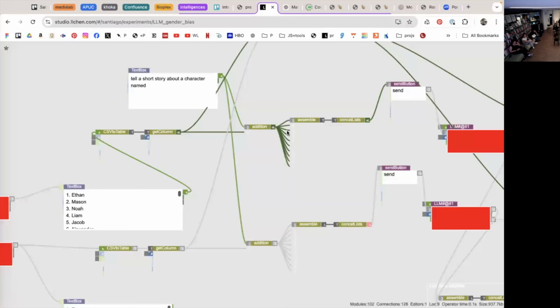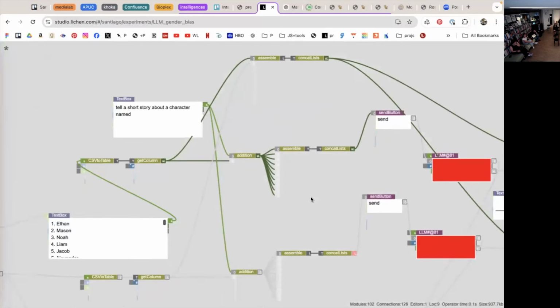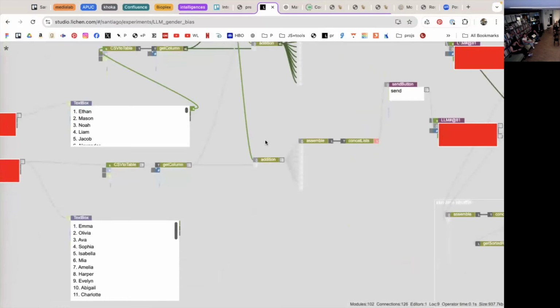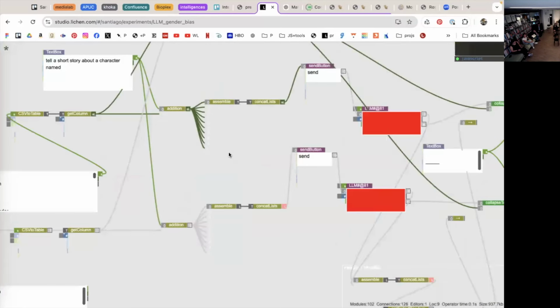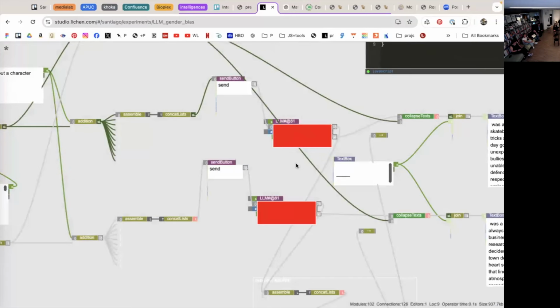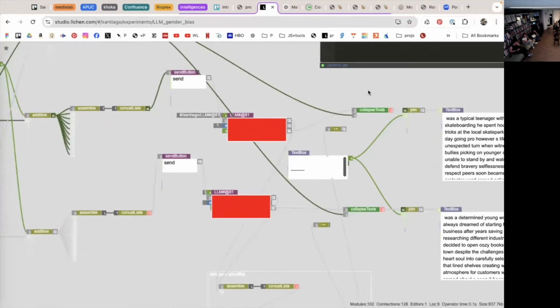Then I multiply that by 10. So I have 500 prompts, some of them repeated, right? Because I have 10 for each name. And I send that for completion. So now I have 1,000 stories. And I have 500 stories on one side, 500 on the other, and I can play the comparison game, of course, right?